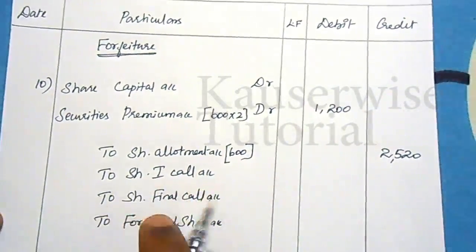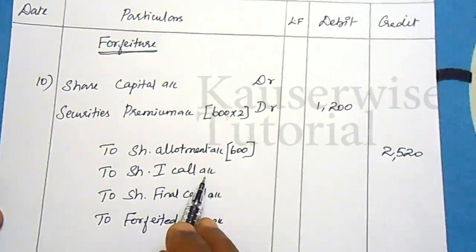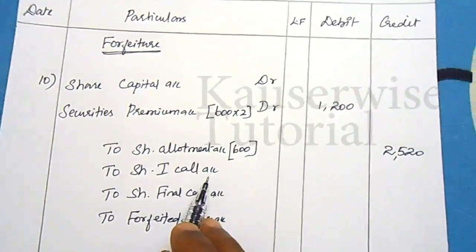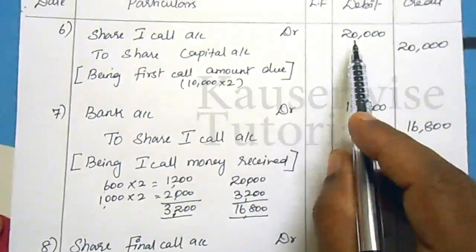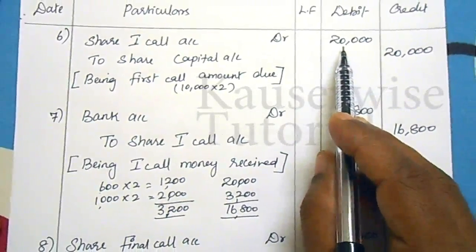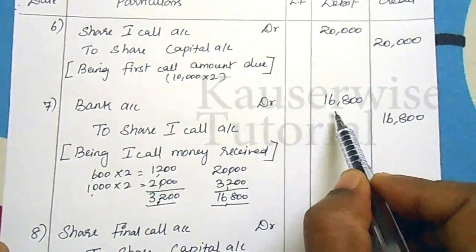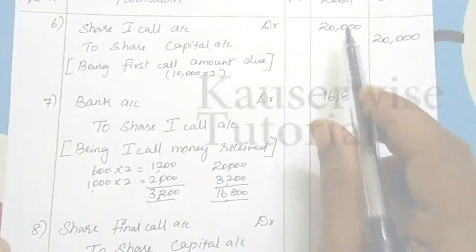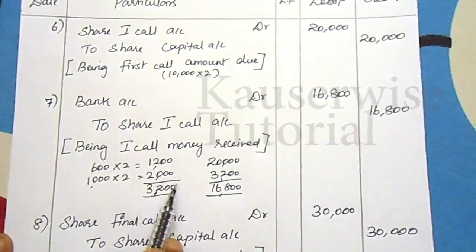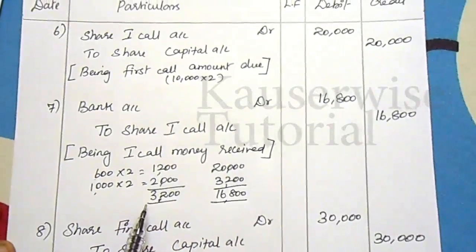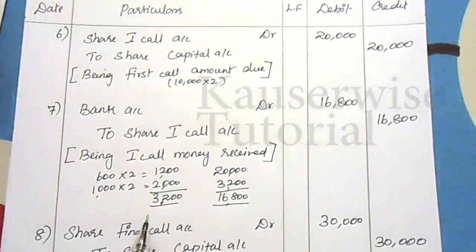Now go for the first call. For first call money, how much amount both the shareholders fail to pay? Just see the previous transactions. First call, the company is supposed to receive 20,000, but the company received only 16,800. What is the difference? 3,200. No, this 3,200 failed to pay by both the shareholders, Jack and Jonas.